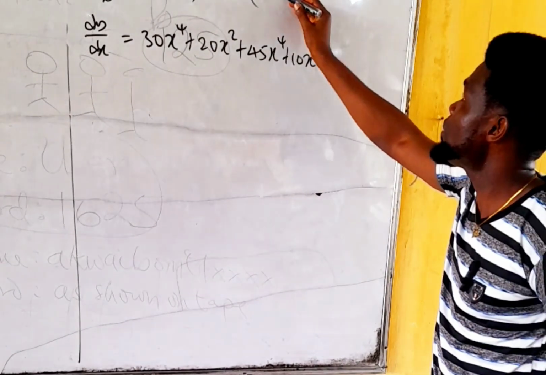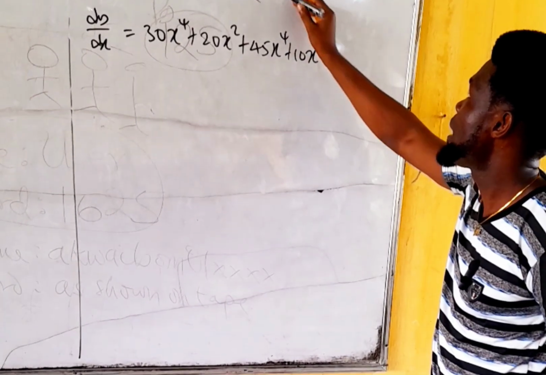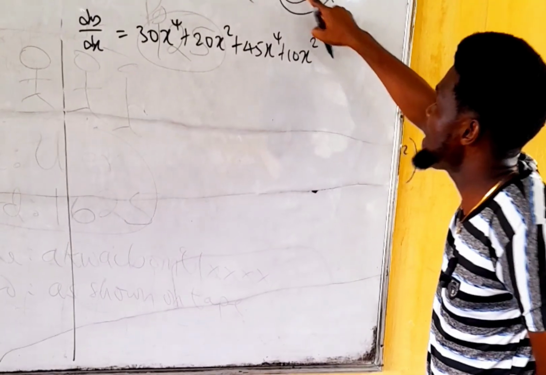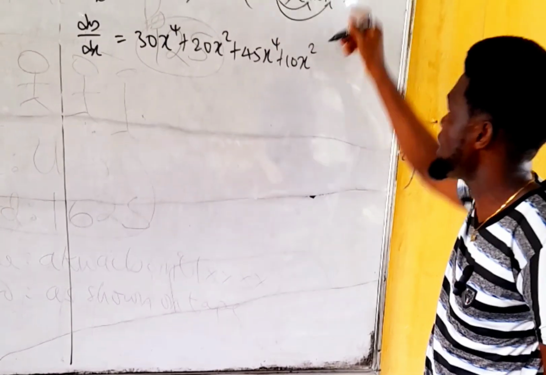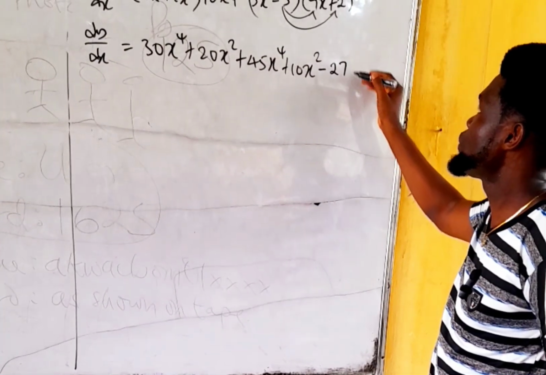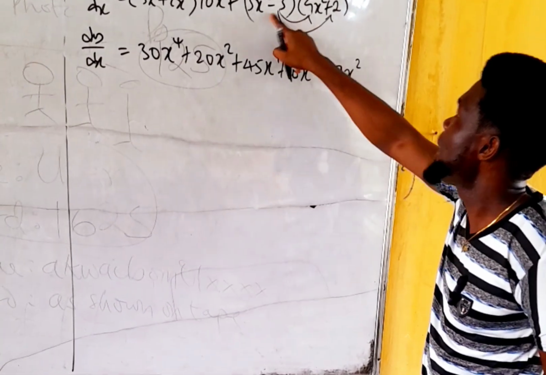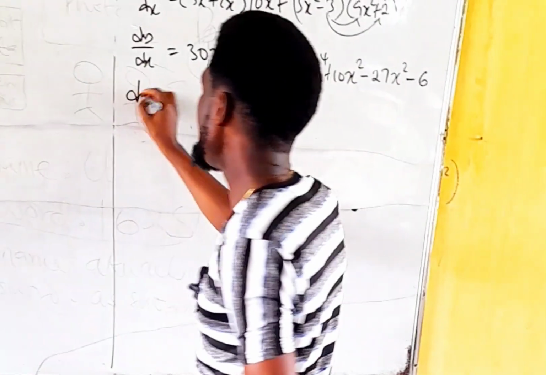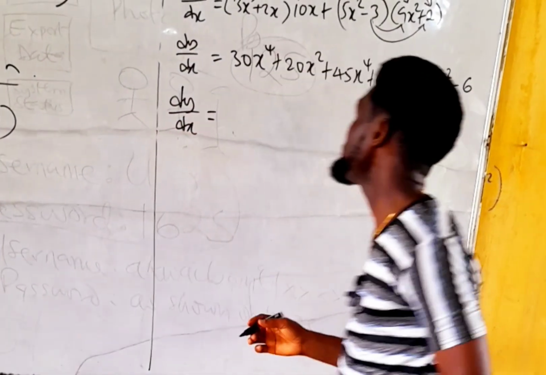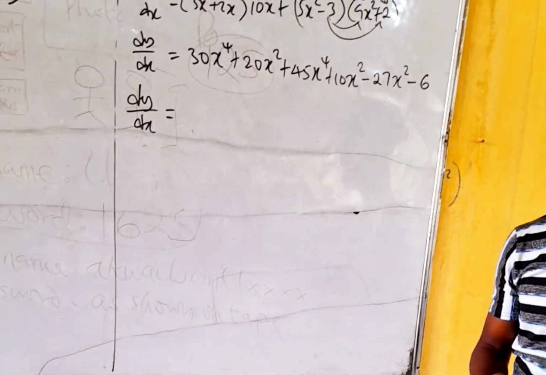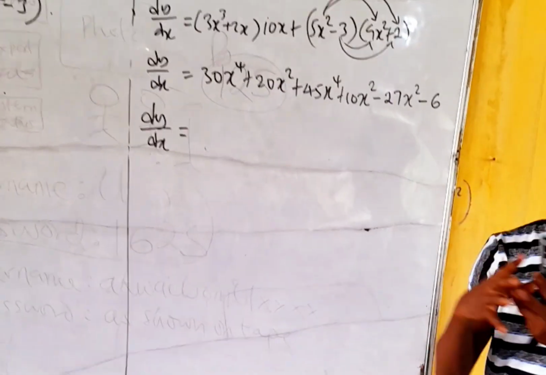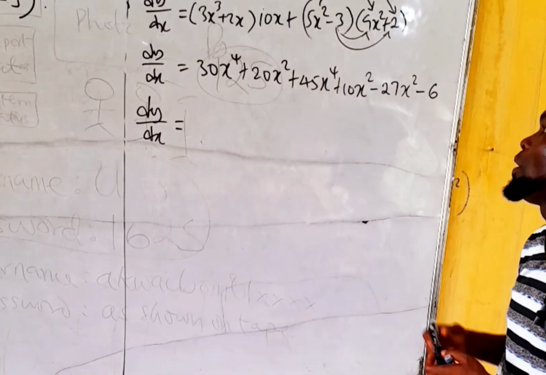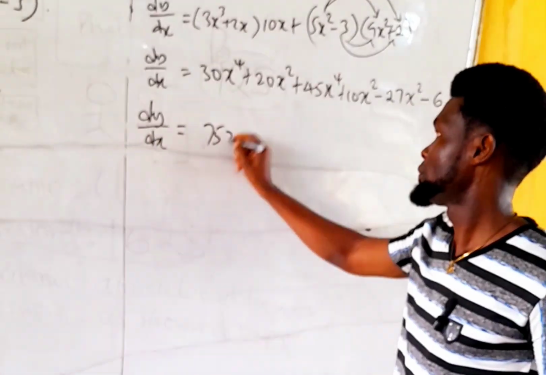Then minus 3 will multiply the first term and also the second term. Minus 3 times 9x squared: first of all, minus 3 times 9 is minus 27x squared. Minus 3 times 2 is minus 6. So that means that dy over dx is equal to, now we have power 4, right? Yes. Look at power 4. Let's work on them. What is 30x to the power 4 plus 45x to the power 4? 75x to the power 4.